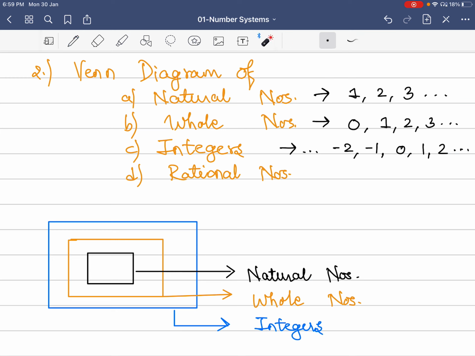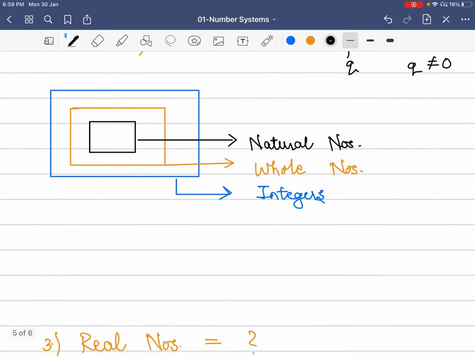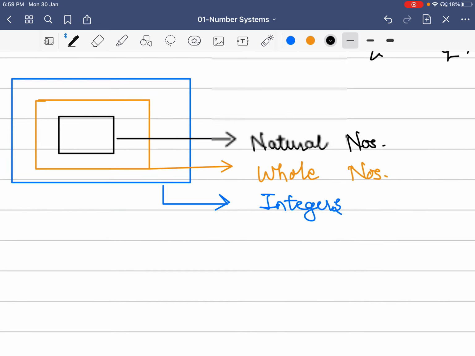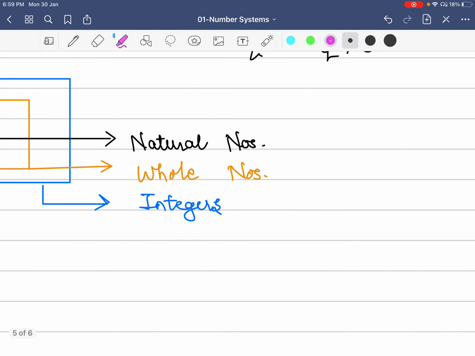Now we all know that these 3 sets of numbers can be represented in the form of P by Q. That is the classic definition of rational numbers: any number which can be represented in the form of P by Q, where Q is not equal to 0. That's the only condition. For example, all these natural numbers, whole numbers, and integers.